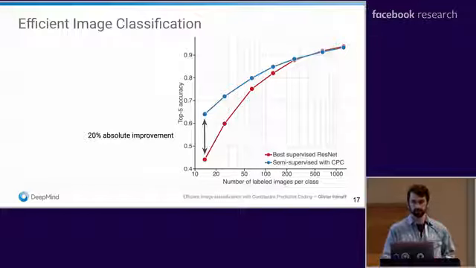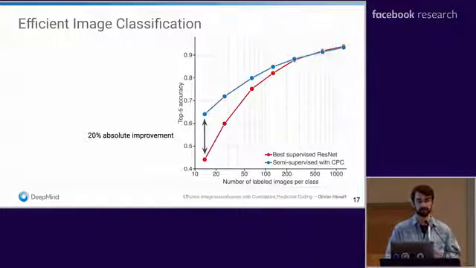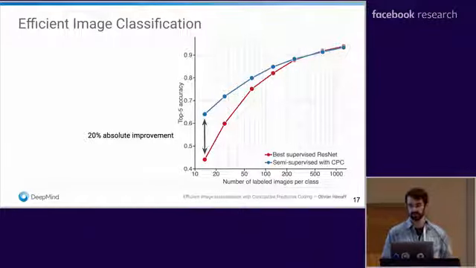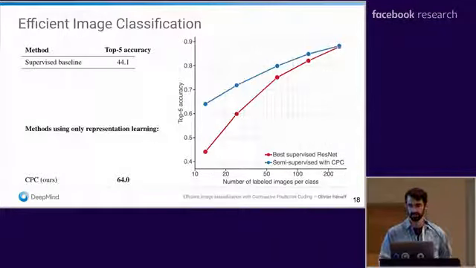But at this point, since we're using the entire unlabeled ImageNet dataset, whereas the supervised baseline only has access to the small number of labeled examples that we're giving it, we decided to also compare our approach to other means of semi-supervised learning. So here I've simply zoomed into the low data regime.